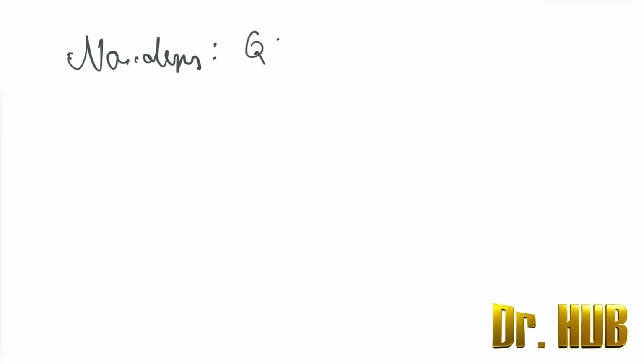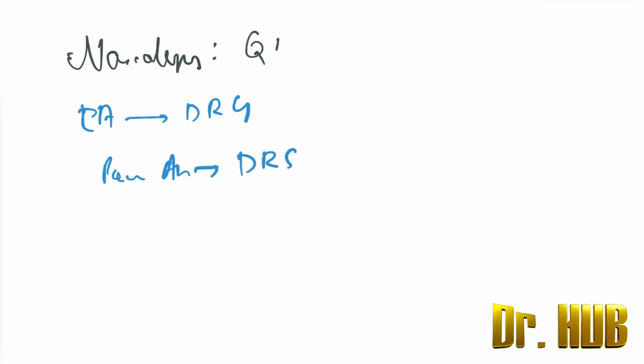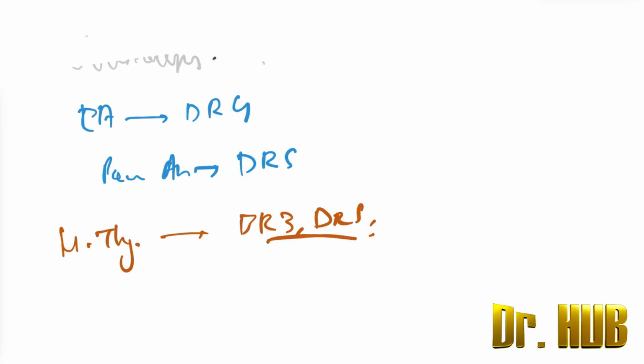In narcolepsy, there is DQ1. Then, in terms of rheumatoid arthritis, there is going to be DR4. Pernicious anemia, it will be DR5. And in terms of the Hashimoto thyroiditis, it is going to be DR3 as well as DR5.